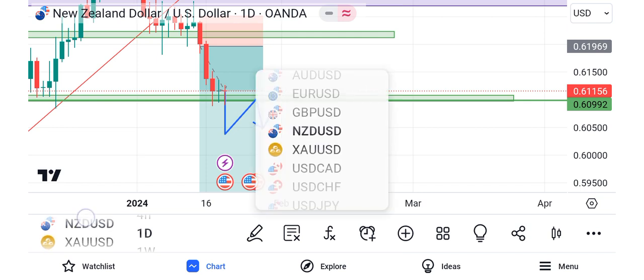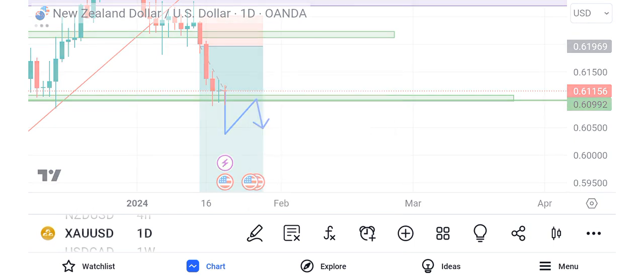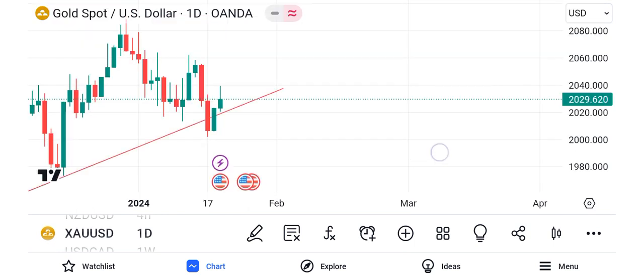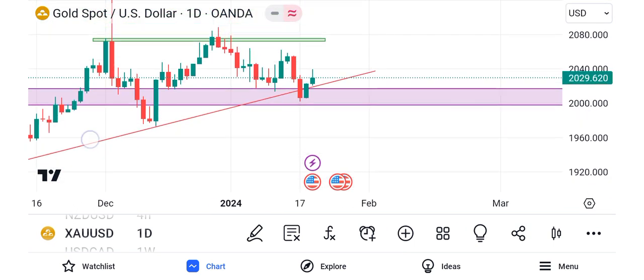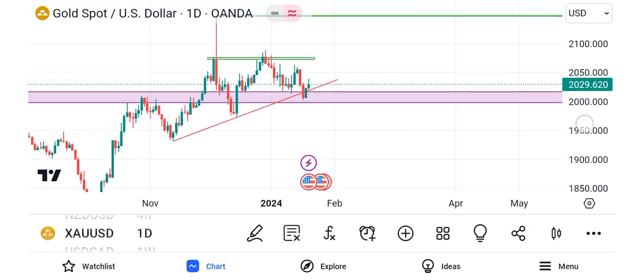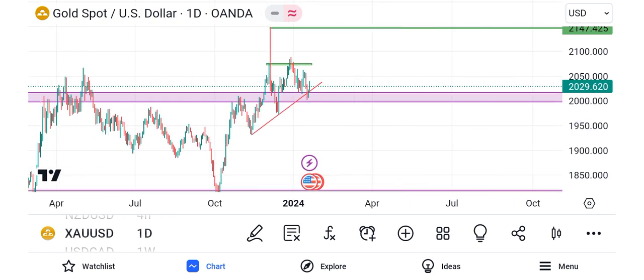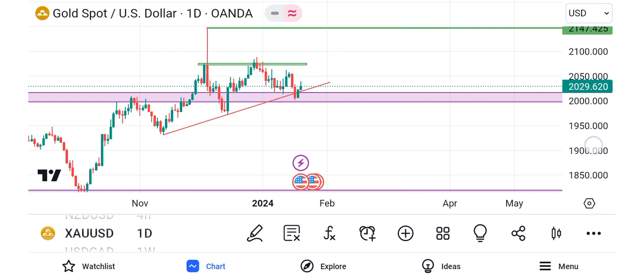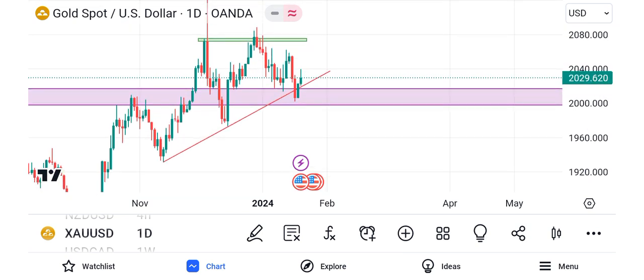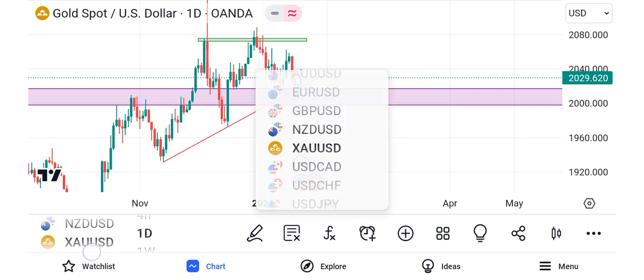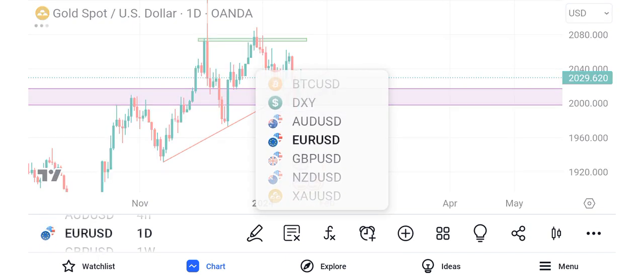So about gold, I'm not seeing any entries on gold. I don't know what gold is doing for now. Gold is a little bit confused, so I don't trade currency pairs that confuse me. I just like to trade the clearest pairs, so that I will not get so many things complicated in my head. So guys, this is it in a nutshell.